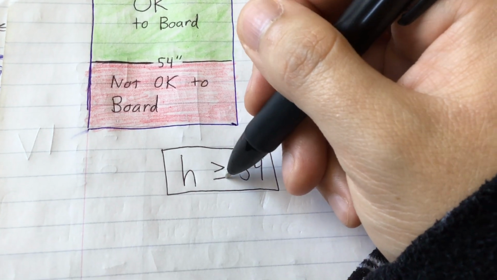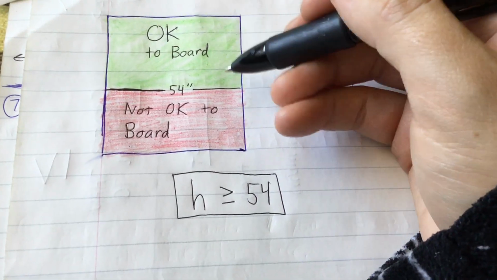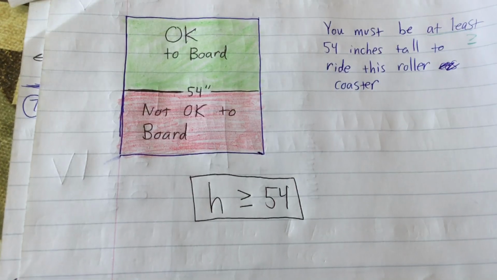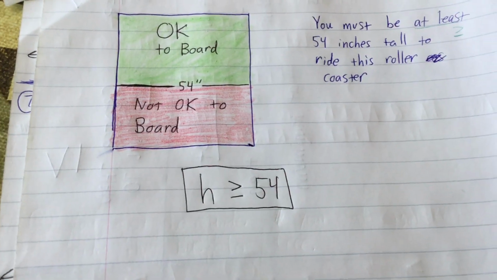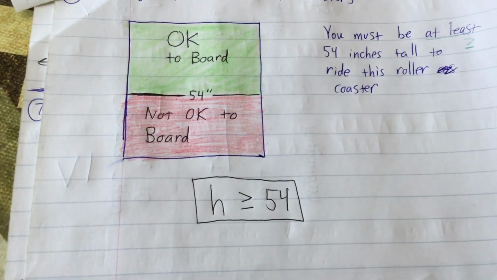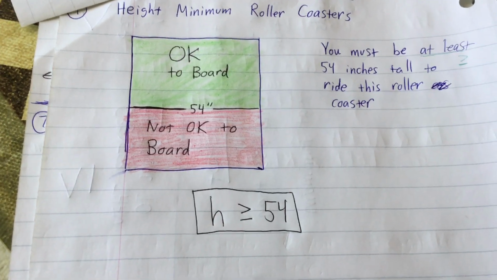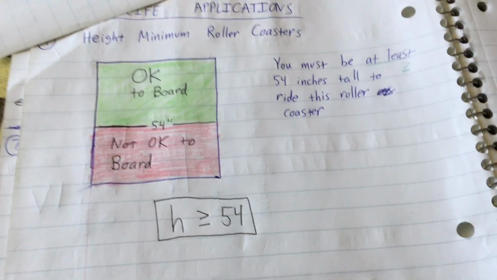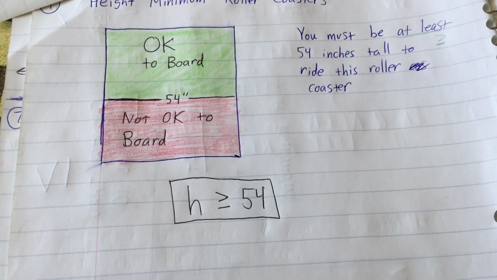Yes, 54 is equal to 54. So I'm technically on this black line, which allows me to board this roller coaster. I can be 55 inches, 56 inches, and I am proud to say that I am 68 inches tall, which is 5'8". Okay, so my dreams came true that day when I wore my Nike shoes.